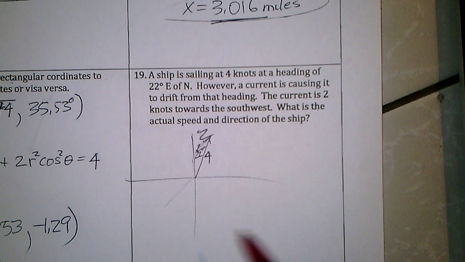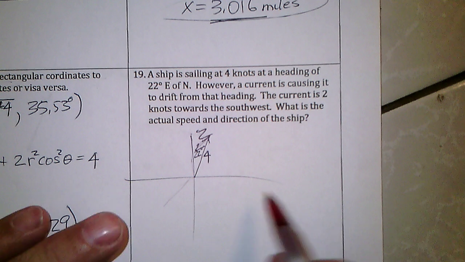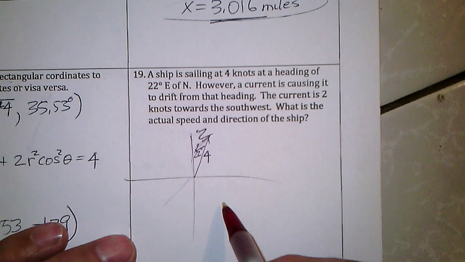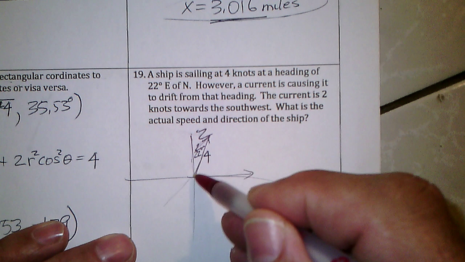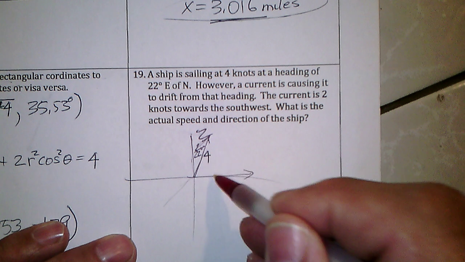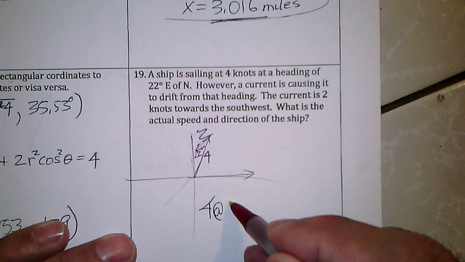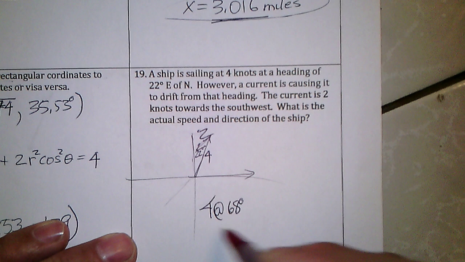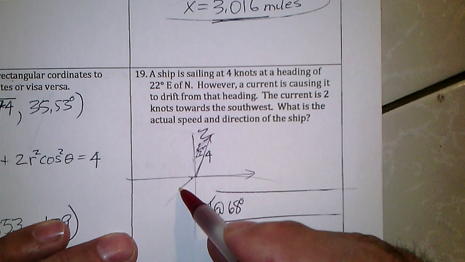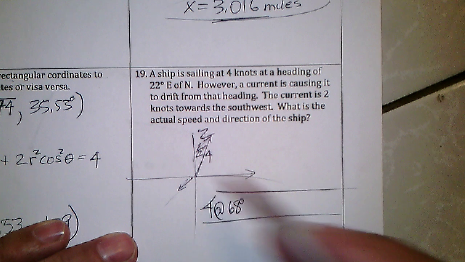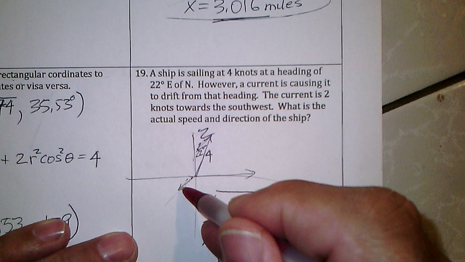Now we can make this a triangle, or I'll do the table form on this one just to make it easy. So if I'm doing trig, there's 0. So if it's 22 off of there, it's 68. So we got 4 at a trig angle of 68. And then we have the 2 going in that direction. So that's 2 at an angle of 225.